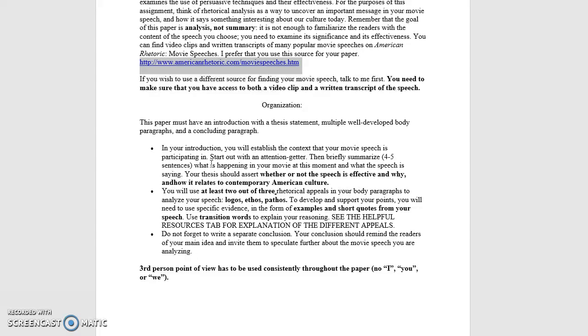See how I've given some context? And that's what you want to do in your introduction. You want to give some context to the movie speech. Summarize here what is happening in your movie at this moment and what the speech is saying.